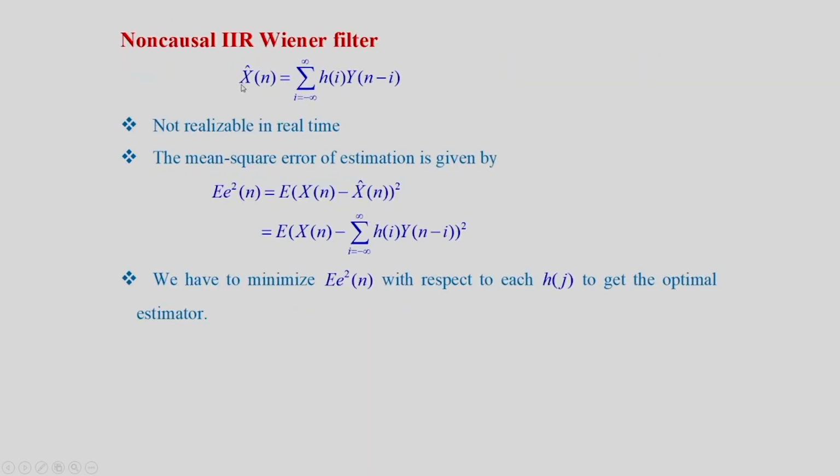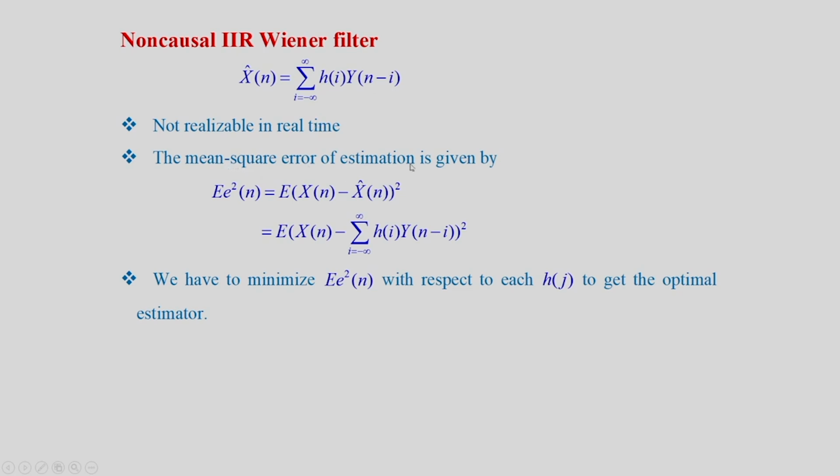Now, in this case, as I have told, x̂[n] is given by the summation of h[i] y[n minus i], going from minus infinity to plus infinity. This filter is not realizable in real time because the filtering involves future data. Here there will be data corresponding to y[n plus 1], y[n plus 2], etc. Therefore, this filter is not realizable in real time.